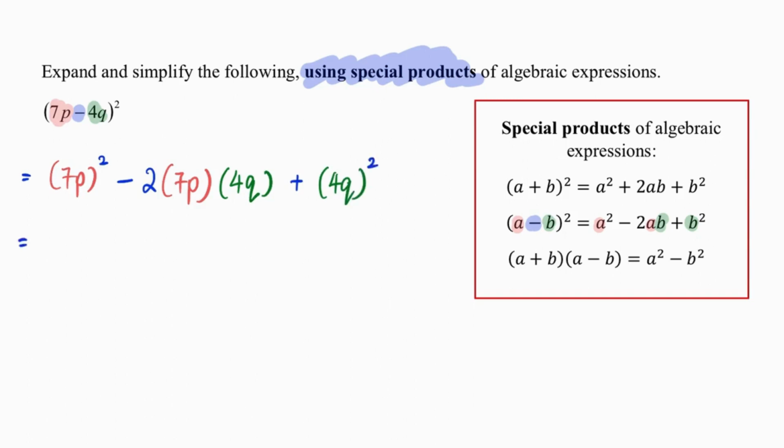And after which, continue to simplify. 7p squared is 7 squared. 7 times 7, 49. p squared is p times p, p squared. And after which, 2 times 7 times 4, negative. Do take note. So this will be equals to negative 56. p times q is pq. And 4q squared is 4 times 4, 16. q times q, q squared. And there are no more like terms.